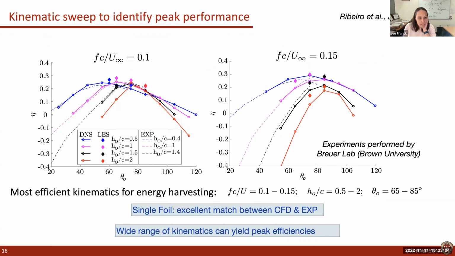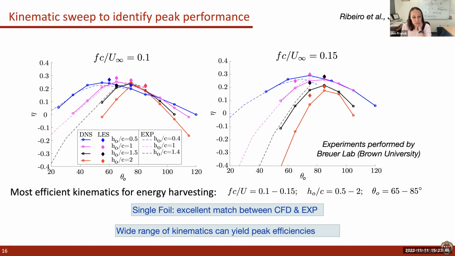Oh, okay. Perfect. So in this slide, we're looking at a wide range of non-dimensional parameters. We have two examples of non-dimensional frequency, reduced frequency by the chord length in the free stream, of 0.1 and 0.15 on the left and right. And then we're looking at various pitch angles along the x-axis and various heave amplitudes for the different colors. This is showing results across the Reynolds number 1000 DNS, Reynolds number 50,000 LES, and the experiments in the flume.